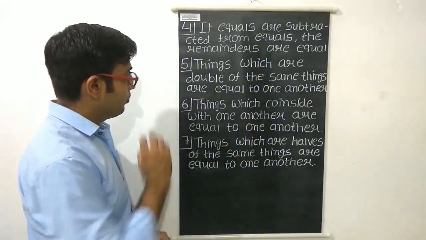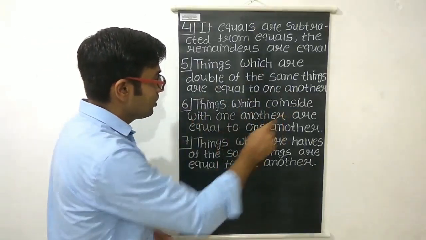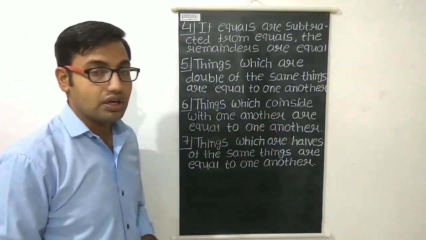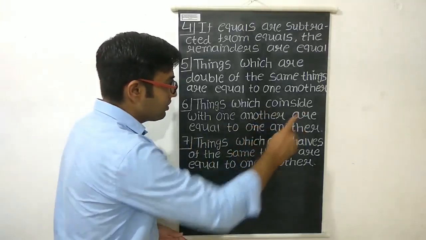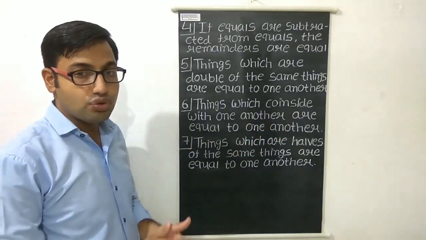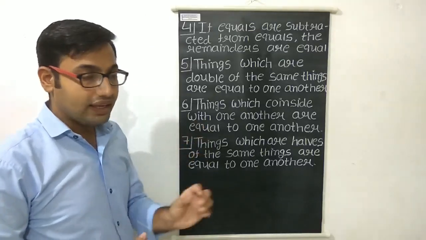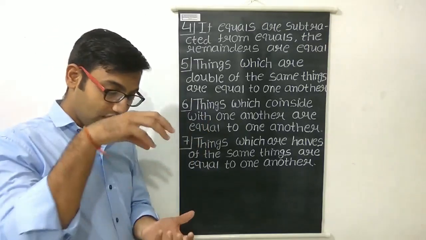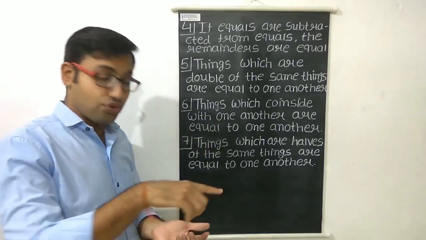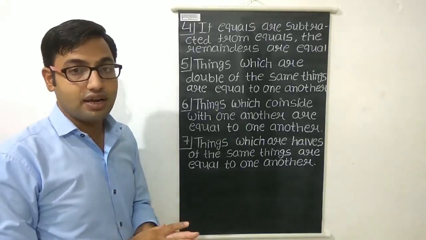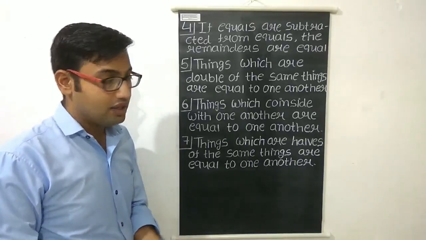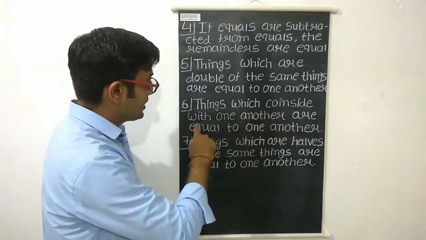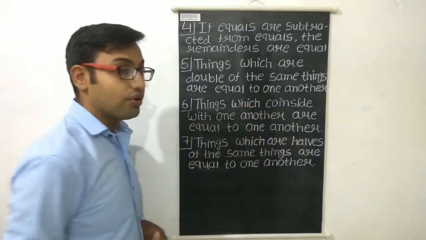Now the sixth one is things which coincide with one another are equal to one another. Now see, what is the meaning of coincide? Coincide means to cover the whole thing. Like if we have a coin of 1 rupee, and we put a 1 rupee coin on the first coin, then the first coin will be totally covered by the second coin. If it happens, then we can say that both the coins are equal.